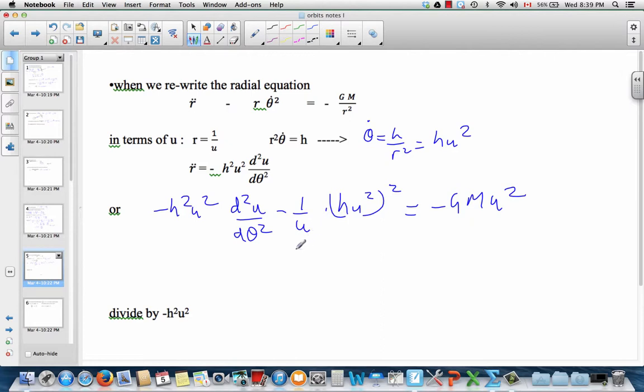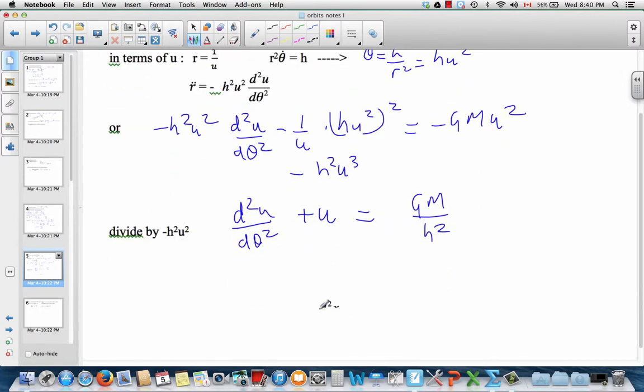So what I get here is minus h squared u cubed for this term, and then I see u squareds everywhere, so I can cancel them out, and I see minus h squareds almost everywhere, so I cancel them out. So if I divide through by this, I get d squared u d theta squared. That's the only term that survives. Here I end up with a u, and because I'm dividing by a negative, all the minus signs disappear. And then here I end up with a constant.